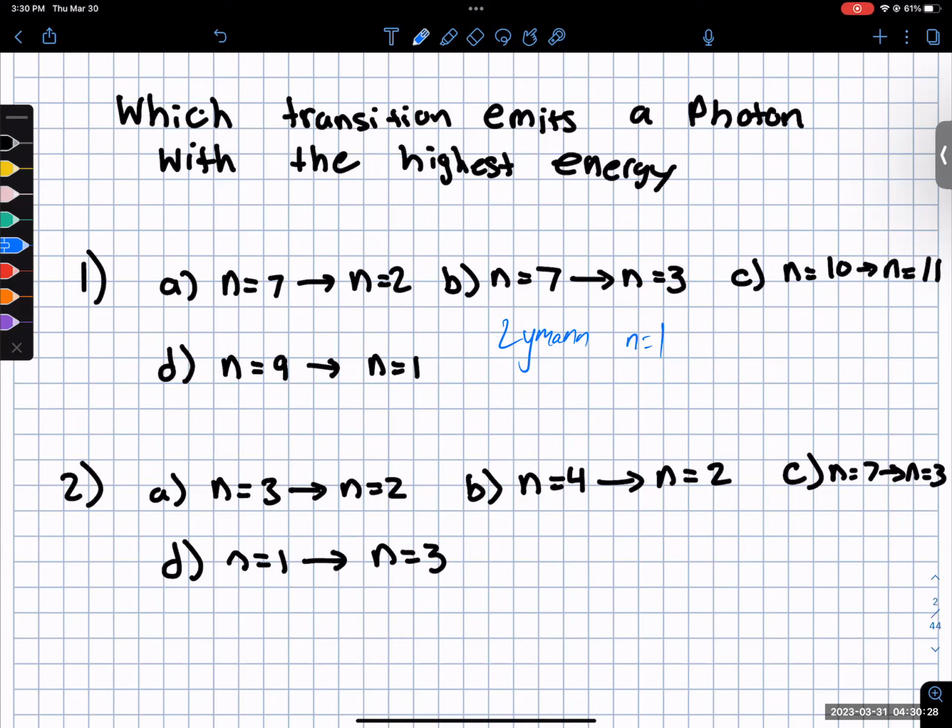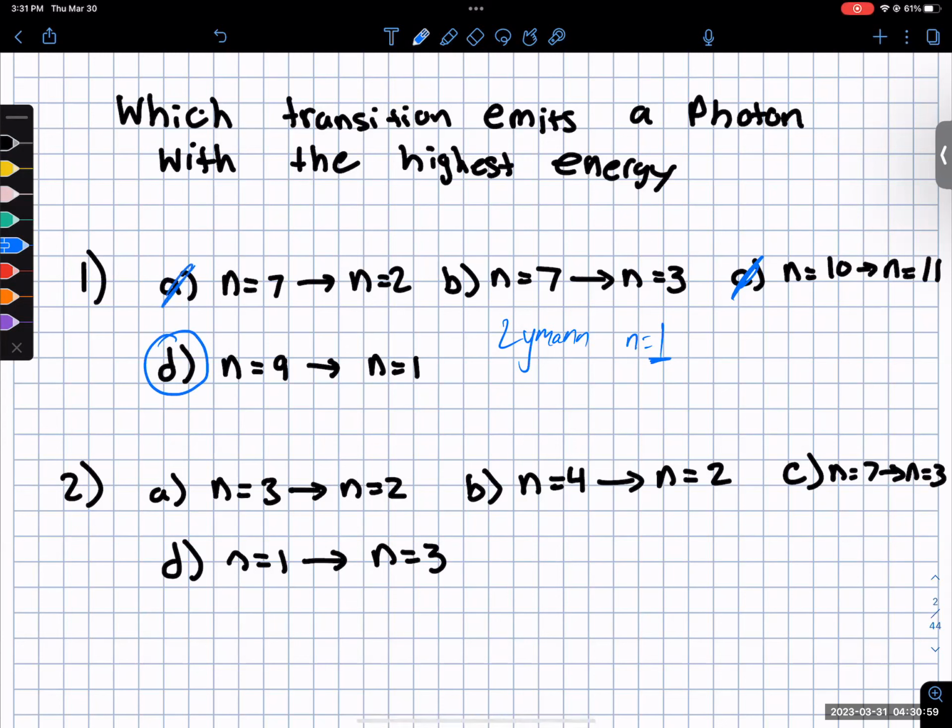But if you didn't recognize that right off the bat, we can eliminate C. Is that absorbing or emitting? It's going from lower to higher energy, so it's absorbing. All of these are emitting photons, going from higher energy levels to lower energy. We said we're looking for the Lyman series, n equals 1. So there's only one answer, that's D: n equals 9 to n equals 1.